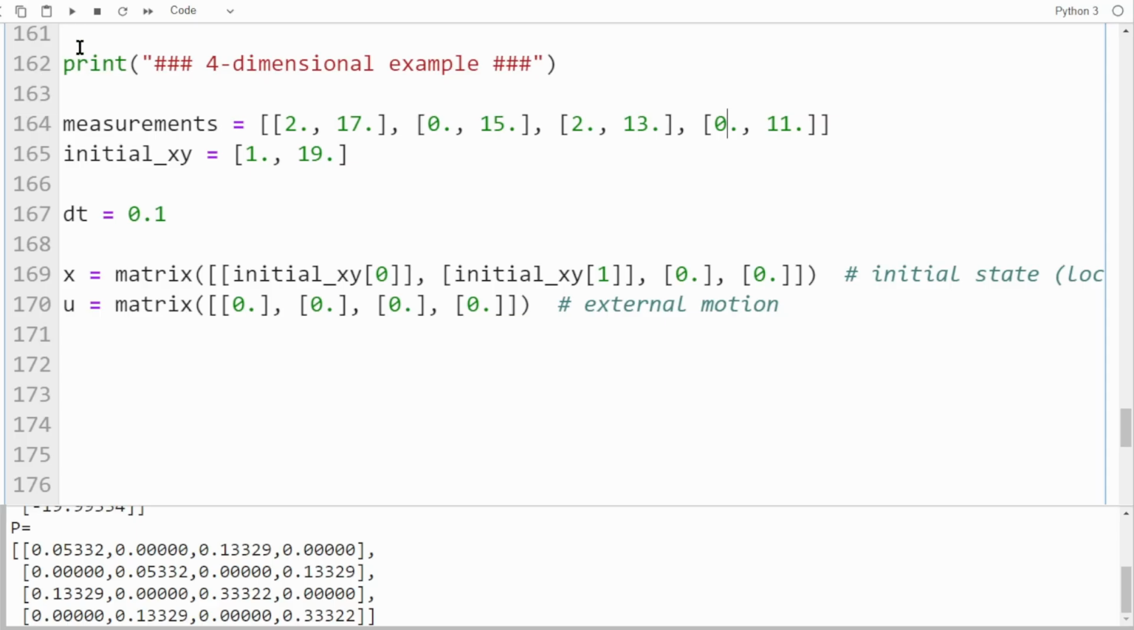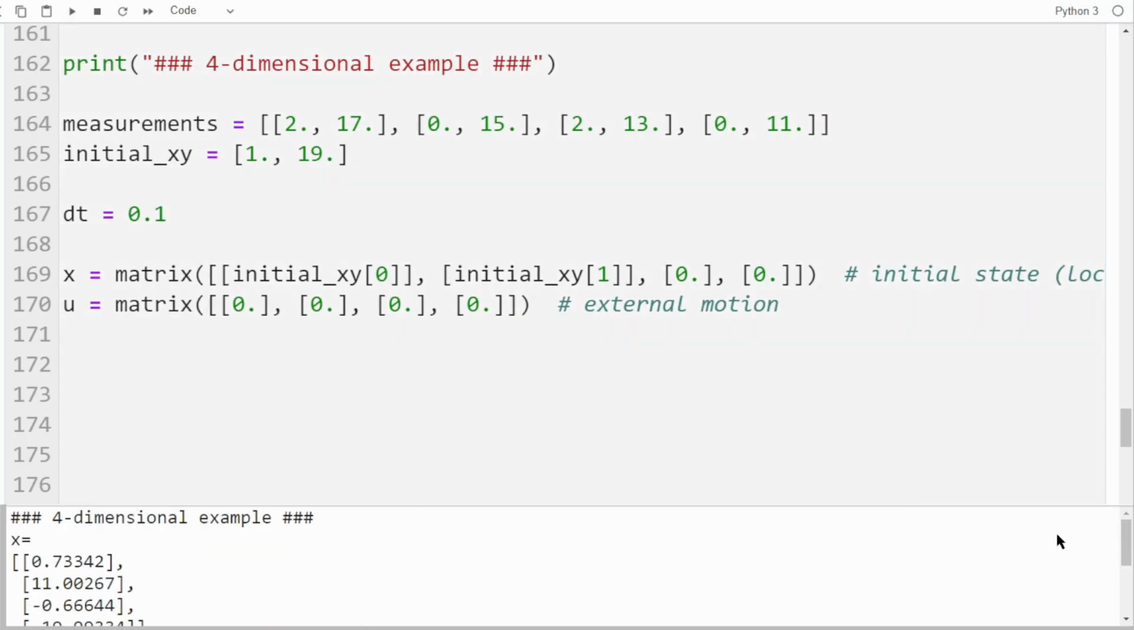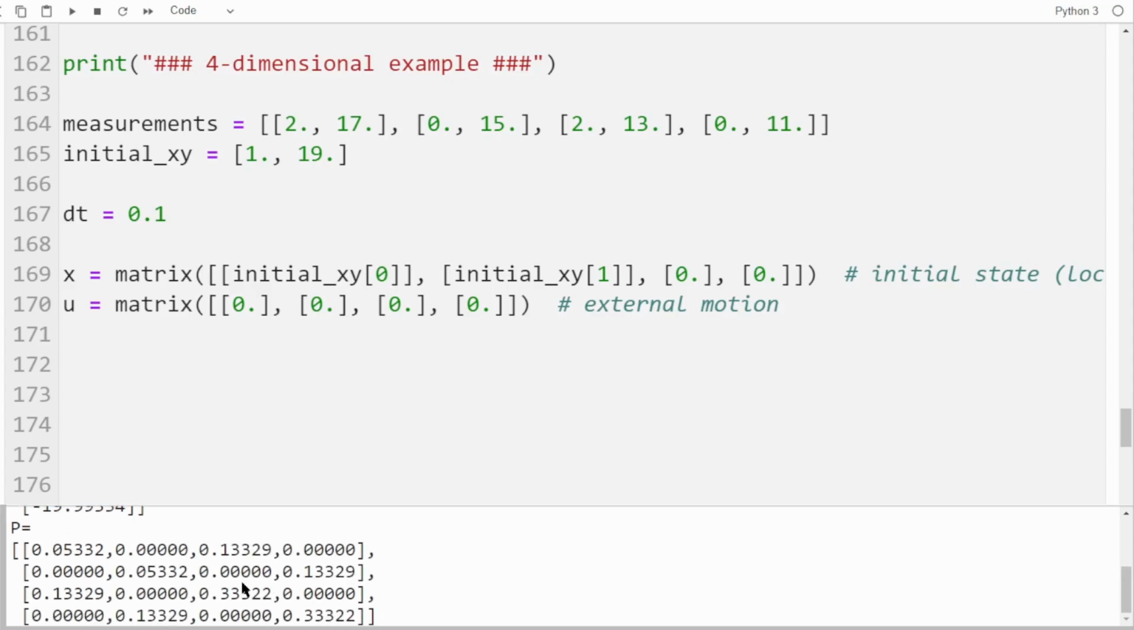So we can run the Kalman filter again. Your filter should output the following values: 0.7 for the current state, 11 as before, and here are two velocity estimates. It actually believes there's a slight velocity of minus 0.66 in the x direction where we had noisy sensor input. The covariance matrix should look exactly as before because it's not affected by the measurements themselves. So your job is to fill in these various matrices.